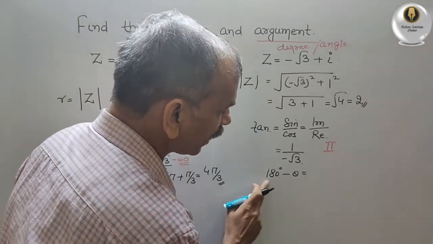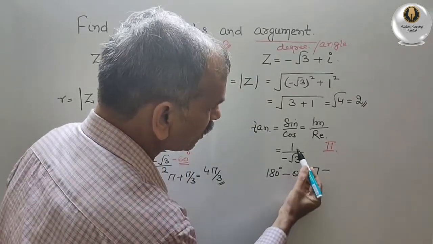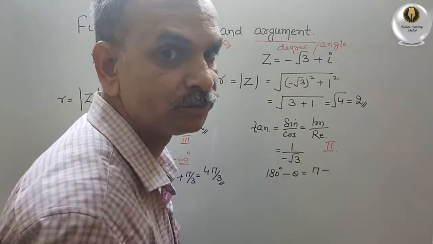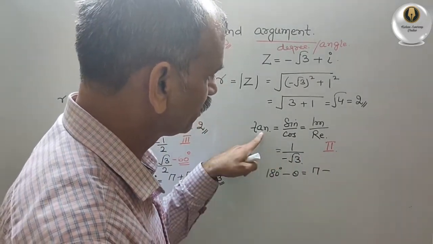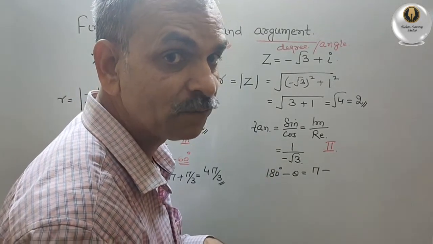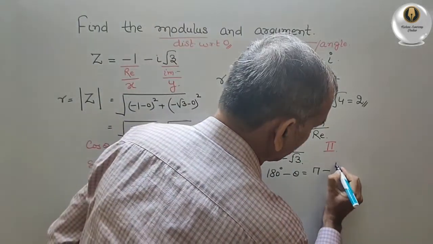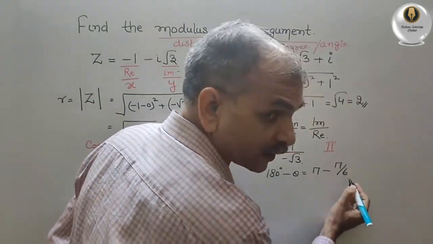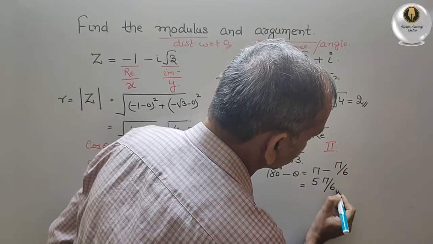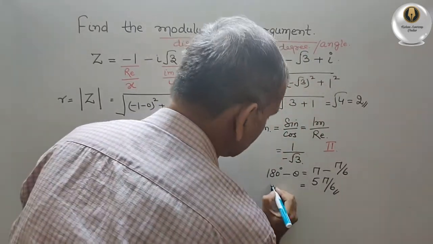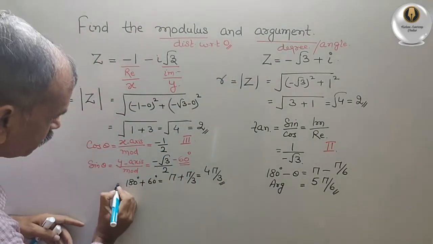Now how are we writing 180? Pi minus theta. Now you can see 1 by root 3, where does it lie? In tan, it lies in 30 degree. That means pi by 6. Pi by 6. Now take the LCM. What will you get? You will get 5 pi by 6 as your argument. You can say it's your argument, arg. And here the arg is this.